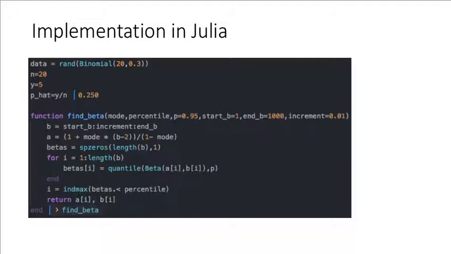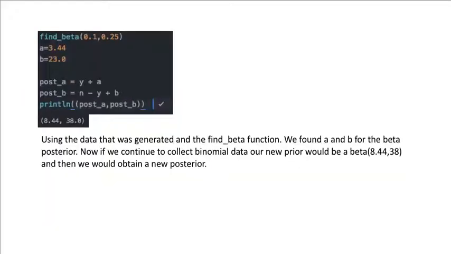And then I found the beta quantile for all the combinations of a's and b's, and found the max that is less than the percentile I want. In this case I think I gave it 0.25, and then it returns those values, and that will be our prior for this data. I wanted the mode to be 0.1 and the percentile to be 0.25, meaning that the center of the distribution was 0.1 and then the 95th percentile was 0.25. That gave us a beta of 3.44 and 23. So this is going to be the prior, the a and the b.